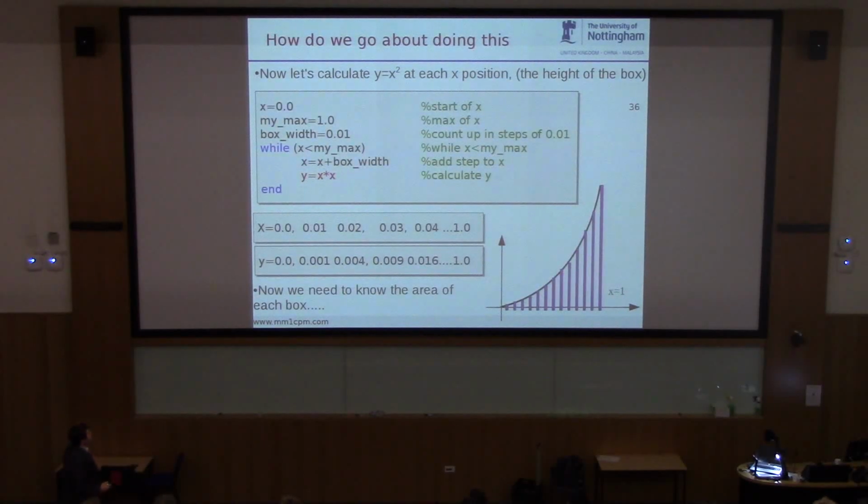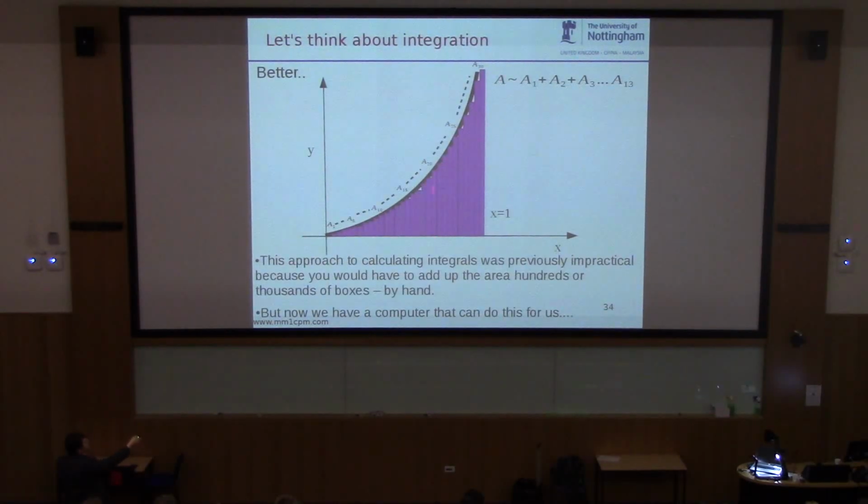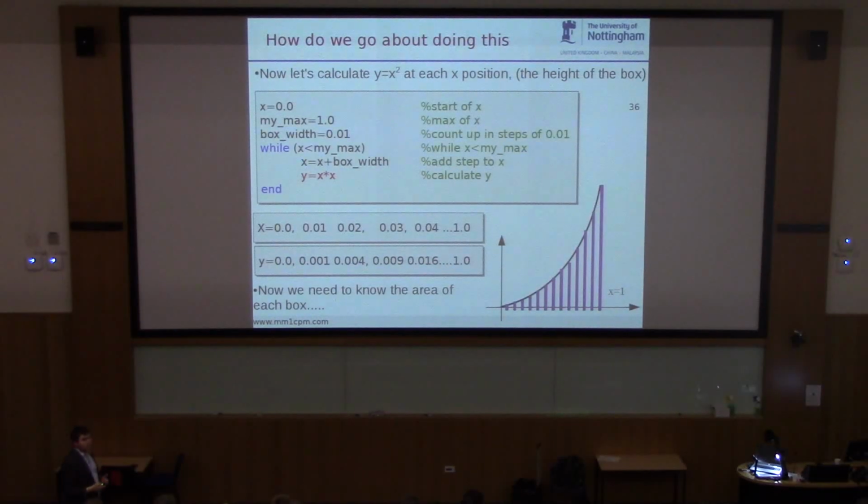Now, what we're actually interested in is the area under the box. So we need to know the box height at every location. The way we calculate the height is quite easy. We know the equation for the line, because I've told you the equation for the line. It's y equals x squared, okay? So to calculate the box height, for every x, we go y equals x times x. So we've calculated the box height, and we've calculated the box position, okay?